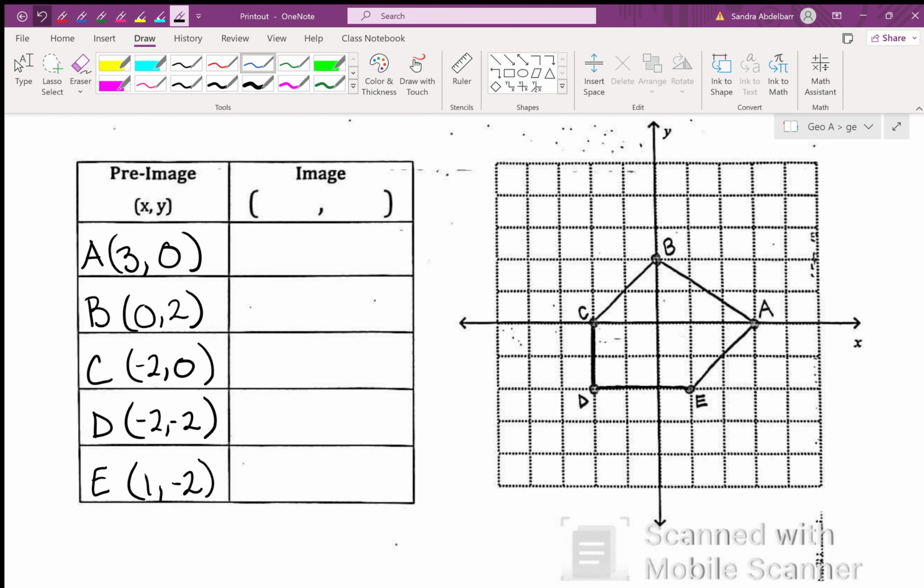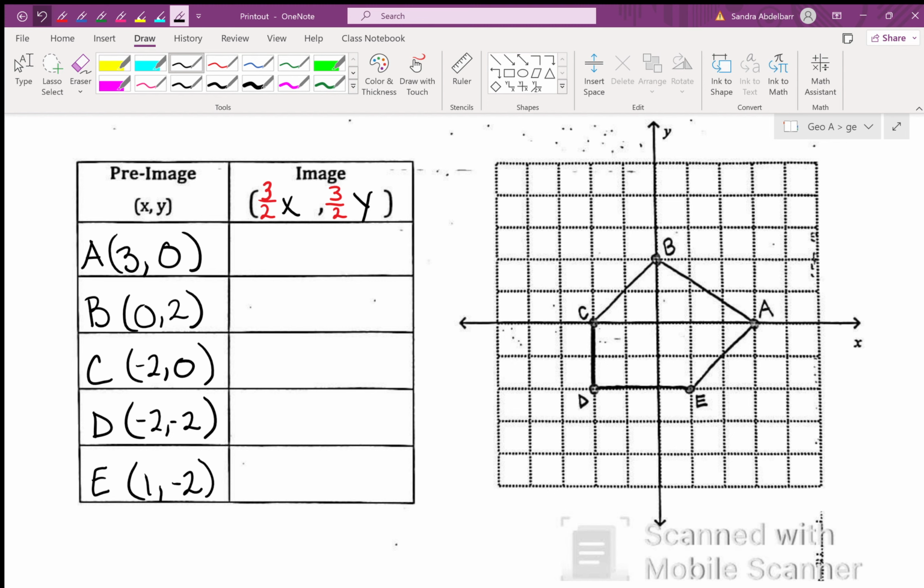All right, so now to get the new dilated image, what you're going to do is you're going to take every coordinate and you're going to multiply the x coordinate by the scale factor and you're going to multiply the y coordinate by the scale factor. And the way we would write this is the scale factor is 3/2, so you'd write 3/2 x and then 3/2 y.